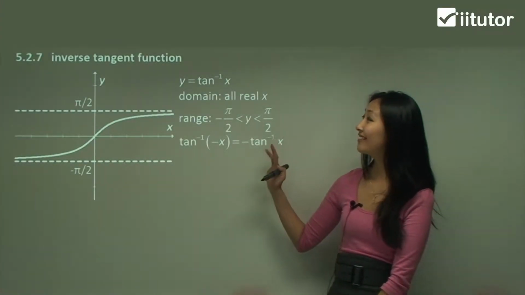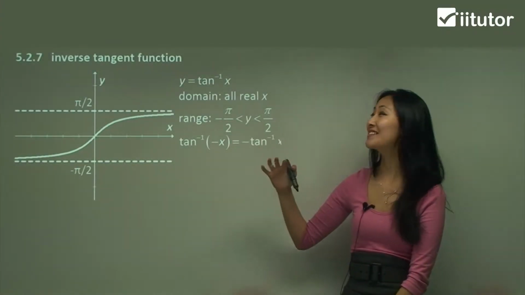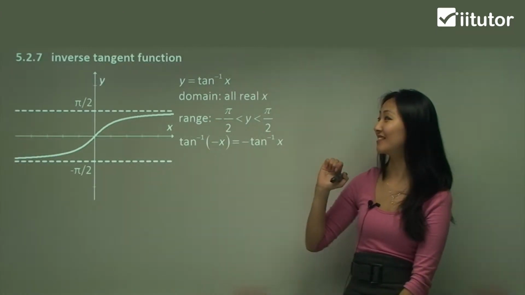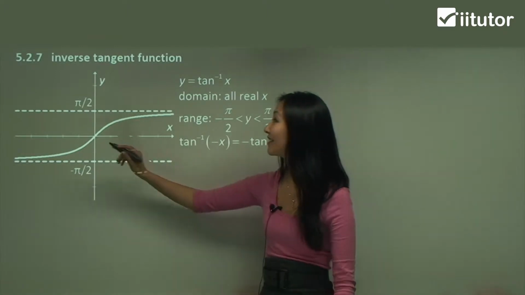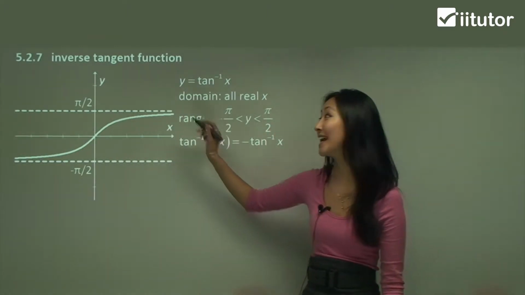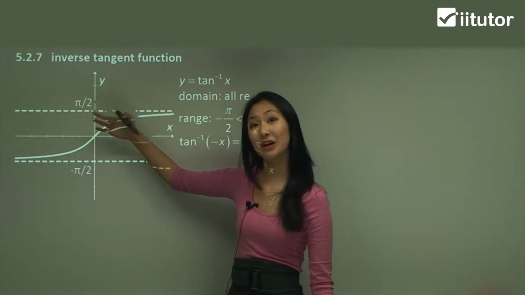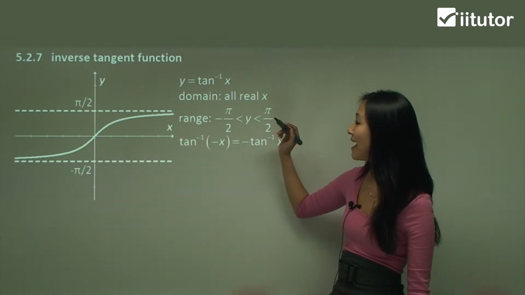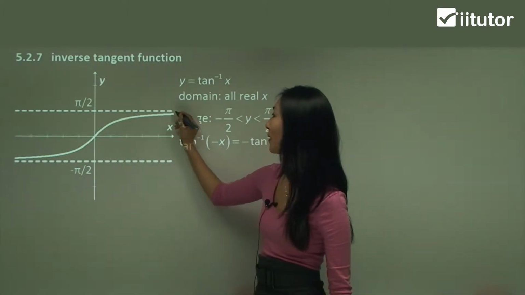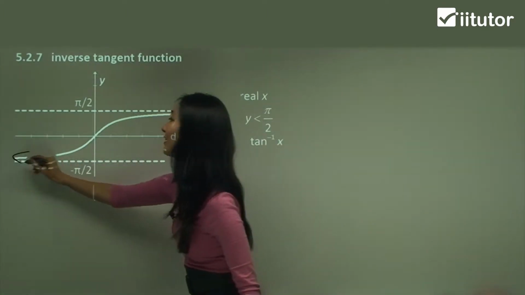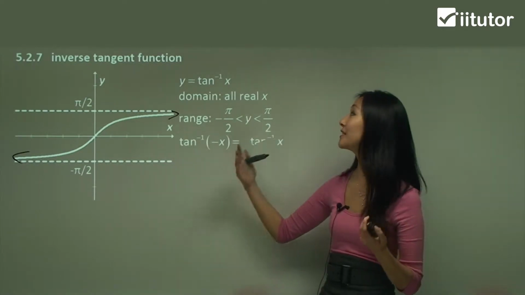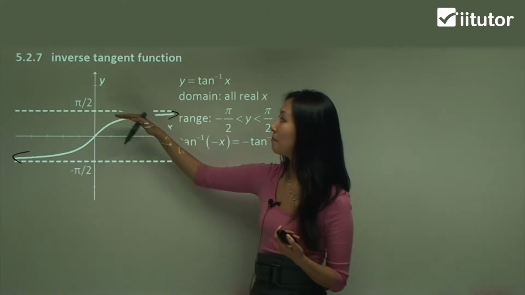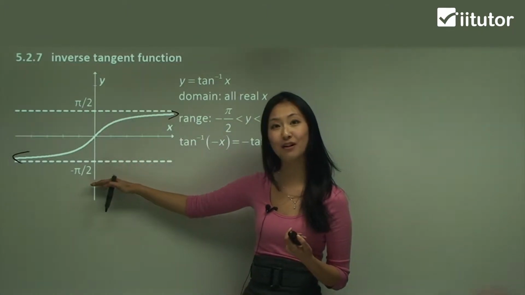All right, so lastly, after our sine and our cosine, let's consider the graph for the inverse tangent function. So this is what it looks like, and you can see it actually does resemble the tangent function, but it's going to be reversed in that line. And now the domain, as you can see, because this keeps going on forever on either side, is all real x. But the range is between pi on 2 and negative pi on 2.